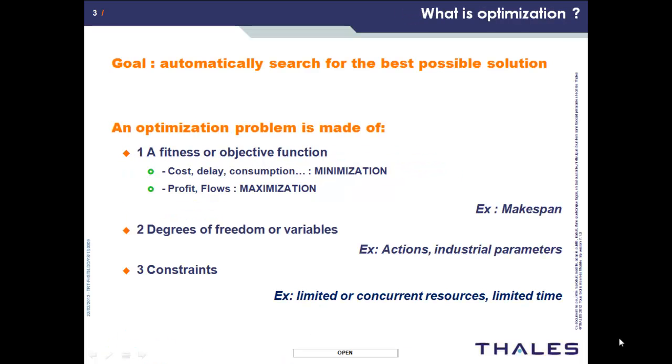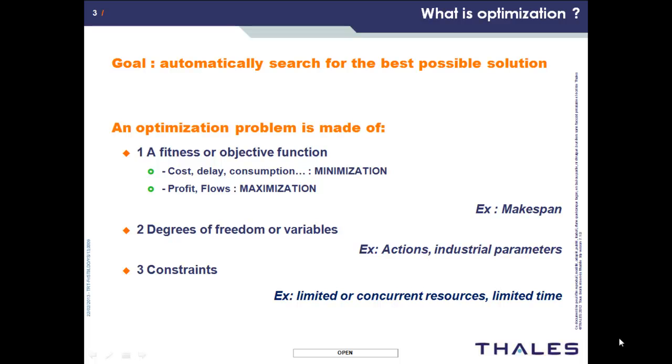Let me start by defining what optimization is. The goal of optimization techniques is to have computers automatically search for the best possible solution or solutions to a particular engineering problem. In this context, an optimization problem is made of three main components: a fitness or objective function, which measures the quality of the solutions, which can be costs or delays, in which case we try to minimize, and which can be profits or vehicle flows, in which case we're trying to maximize.